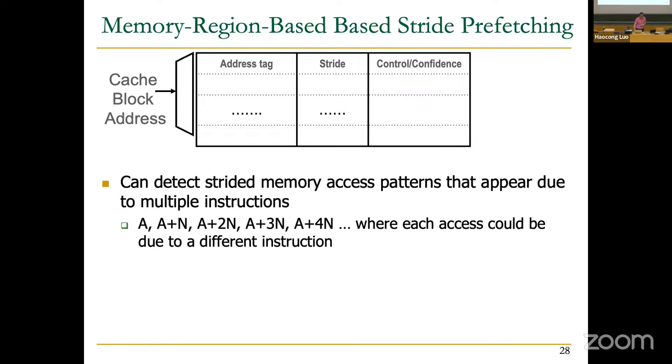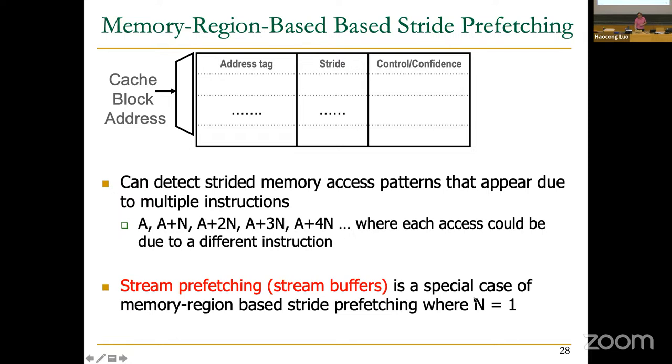So for example, this may be a striding access pattern, where each access could be due to a different instruction. That's possible. That happens also. And stream prefetching or stream buffer is a special case of memory region-based stride prefetching where n is equal to one. That's what IBM Power 4 implemented, for example. And that's the 1990 paper.